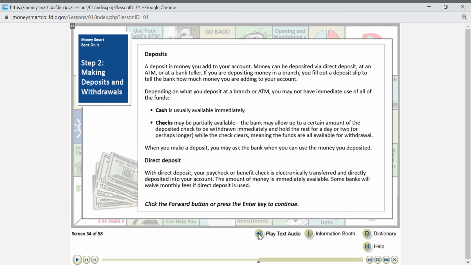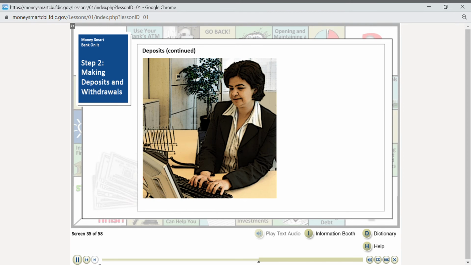Direct deposit. With direct deposit, your paycheck or benefit check is electronically transferred and directly deposited into your account. The amount of money is immediately available. Some banks will waive monthly fees if direct deposit is used.